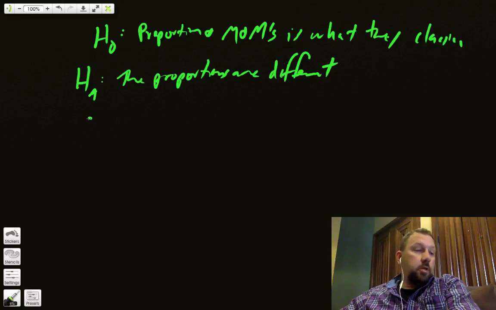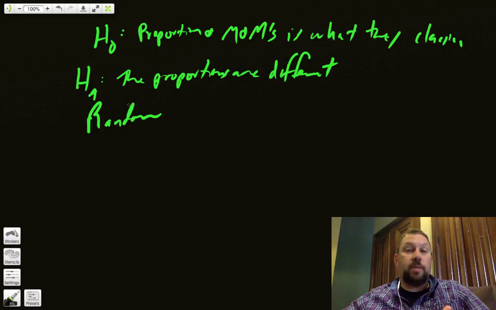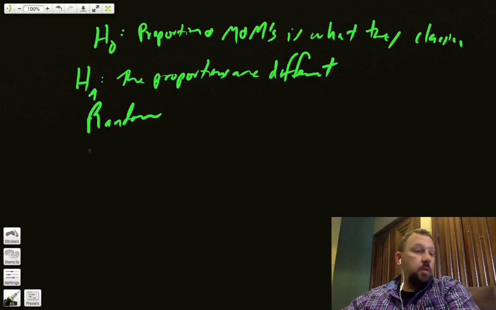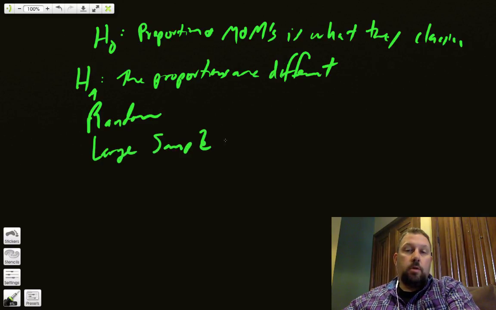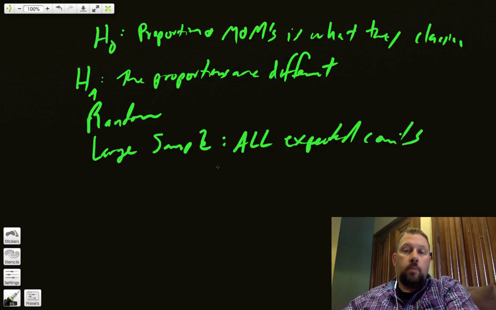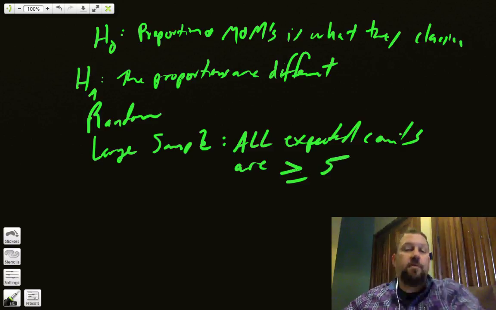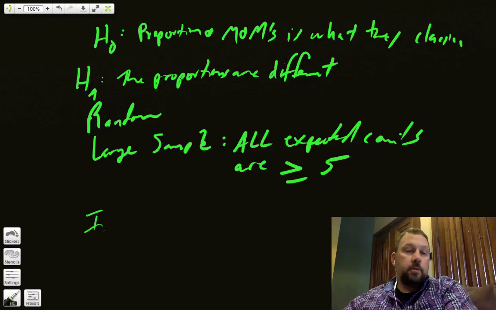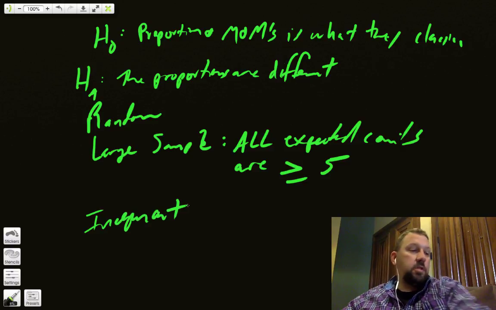All right, my conditions are random. It needs to be random data coming from a random sample or a randomized experiment. Large sample. Now here when we say large sample, and this is different, all expected counts are at least 5. So the expected counts all have to be at least 5. And then lastly is independent, which is the 10% rule.